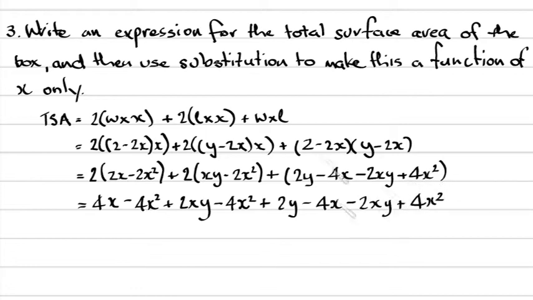Let's collect the like terms. There's a minus 4X squared and a plus 4X squared. They'll cancel out, they'll disappear. There's a plus 2XY and a minus 2XY. They'll also disappear. There's a plus 4X and a minus 4X, and they'll disappear, and that leaves us with minus 4X squared plus 2Y for the expression for the total surface area.